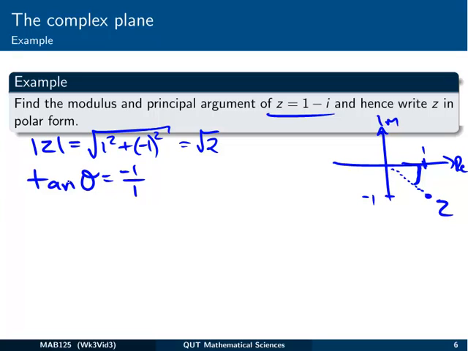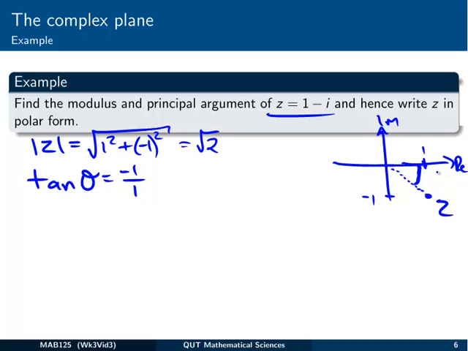Now, some of you might know what the inverse tan of minus 1 is, or in other words, the angle theta which gives a tan of minus 1. You might also be able to figure it out here. We've got a right-angled triangle. Both sides are 1, so this is a 45-degree triangle.